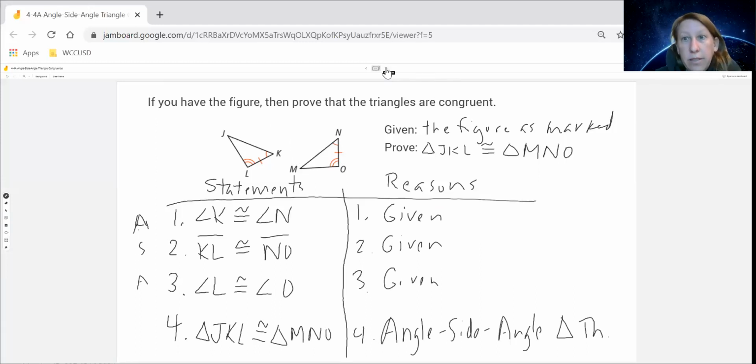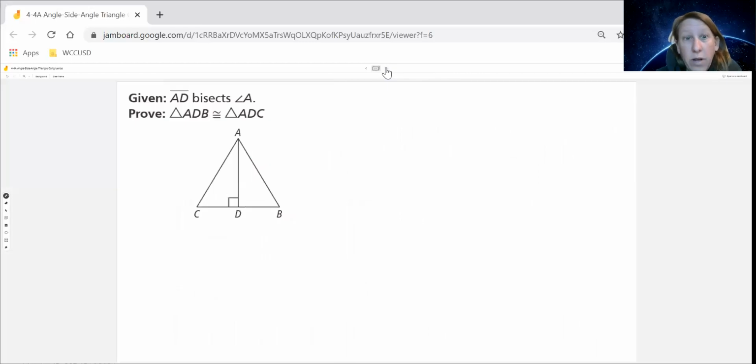Okay, that's the easy one. This one is way more fun. Lots going on here. Okay, so I have the figure, I have the given information, and I have what I'm trying to prove. This is the fourth example for your practice problems on the worksheet.